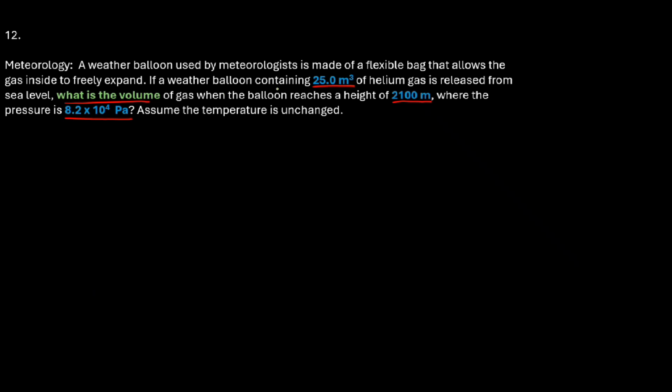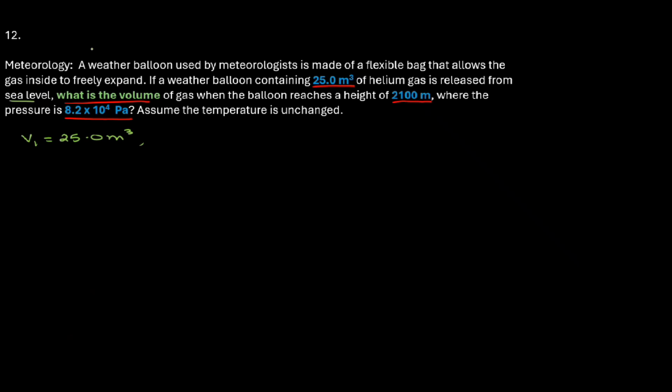We have the weather balloon of helium gas, which has a volume of 25 meter cube. Meter cube is the unit of volume. So even though the word volume is not mentioned in the question, when you look at the unit meter cube, you should know that it is volume. So I will write the volume V1 as 25.0 meter cube, and it is released at sea level.